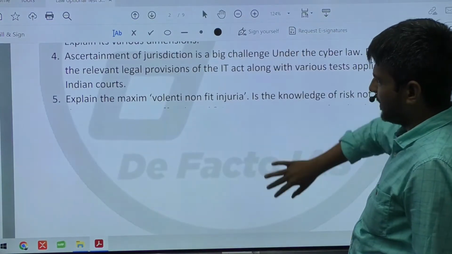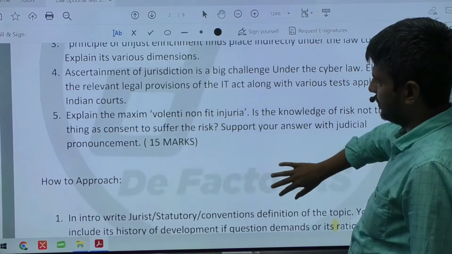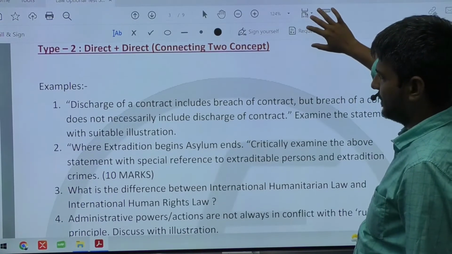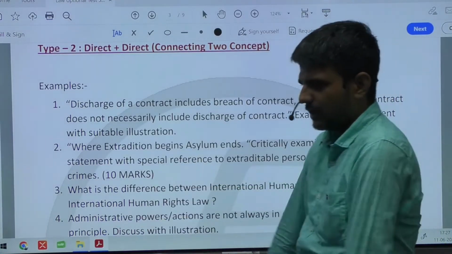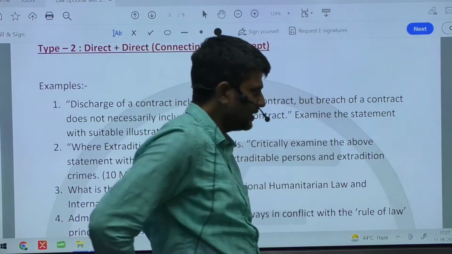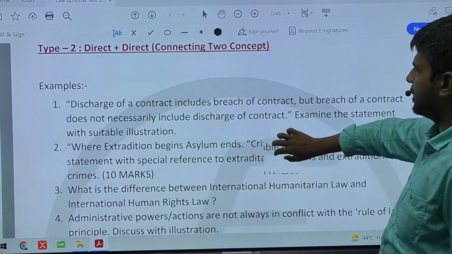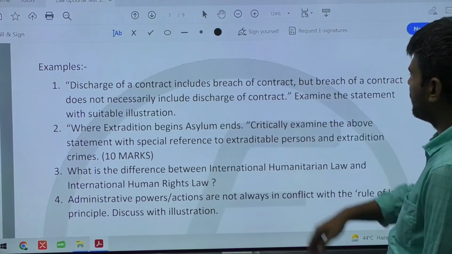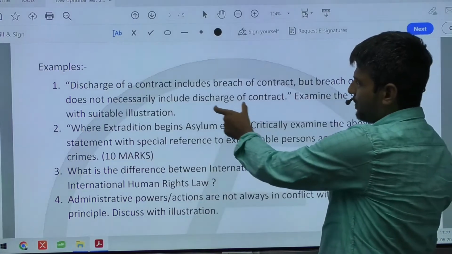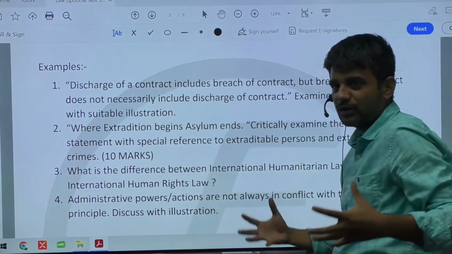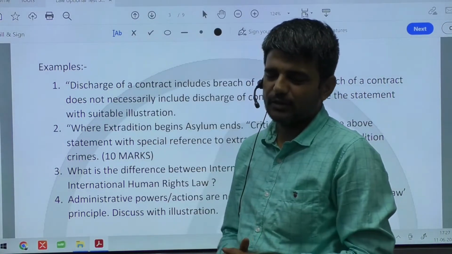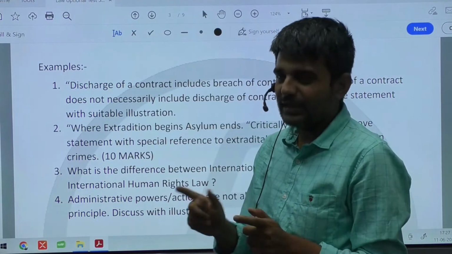Now let us come to the second type of question, which is direct and direct. They take two topics and connect them. Let us see examples. Discharge of contract includes breach of contract, but breach of contract does not necessarily include discharge of contract. These are separate topics, but they want you to tell the interaction, the difference or the combination of them, or why the two are related.